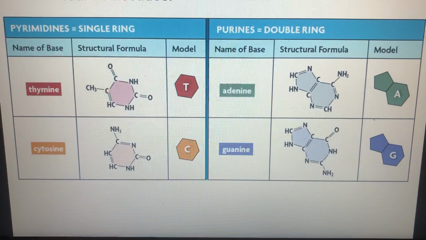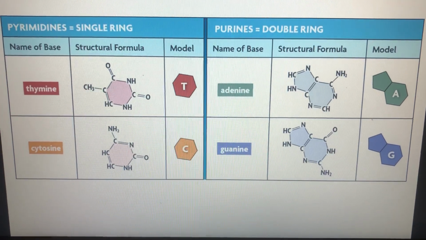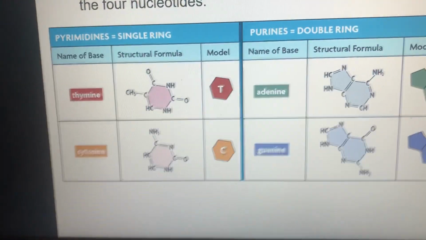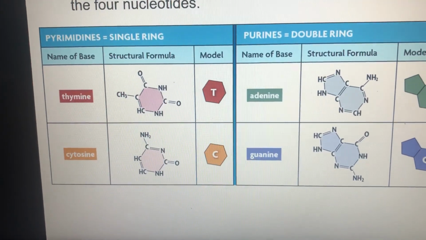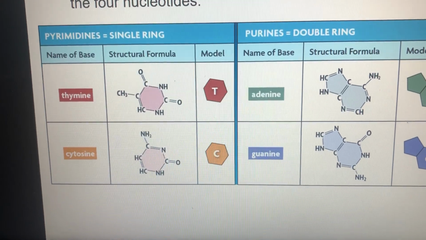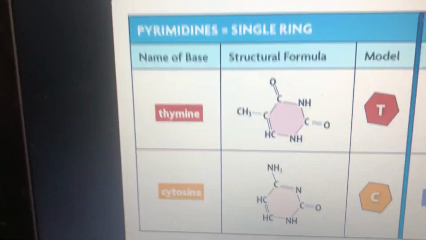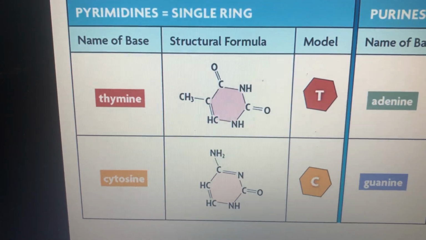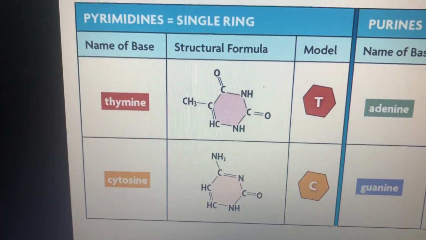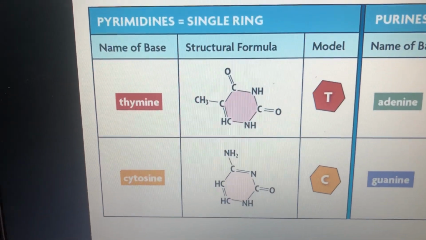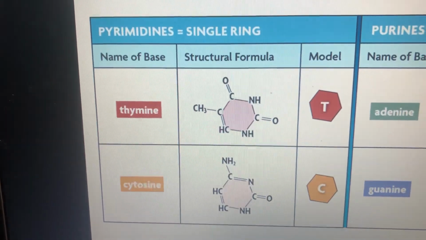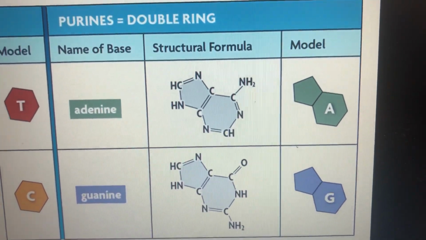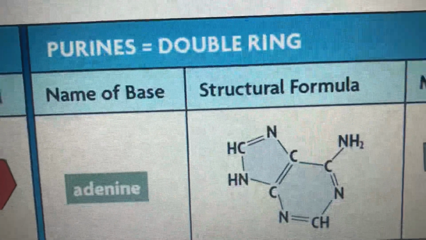The difference is in what? Look at the rings. Are the rings similar? No, there are different substances in the rings. But I have two bases that have a single ring. Look at thymine and cytosine. Thymine has only one ring. Cytosine also has only one ring. And I have another two bases that have two rings, double rings. Look, double rings, 1, 2.